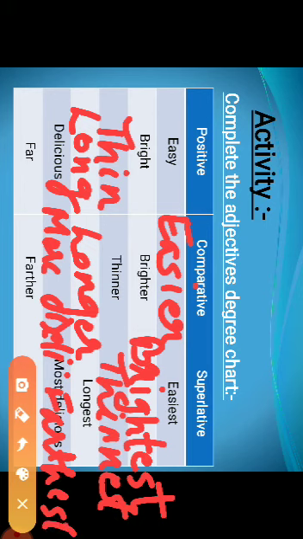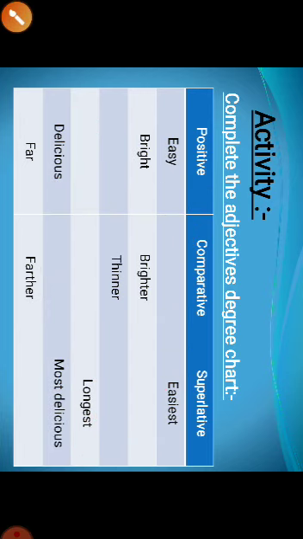So how many of you have understood this? You have to practice it a lot, then you will understand it much better.